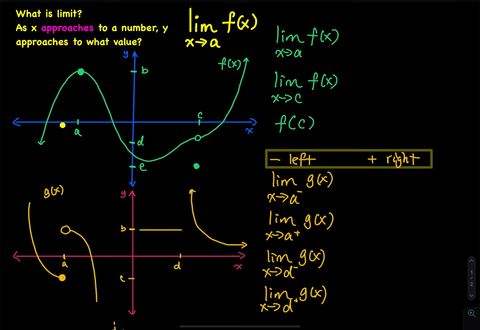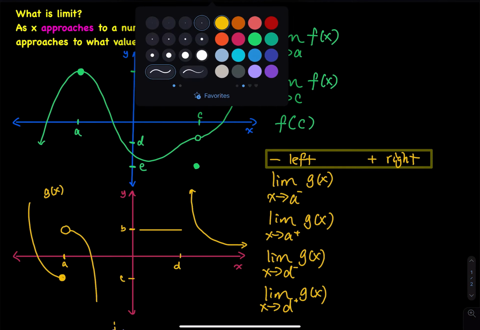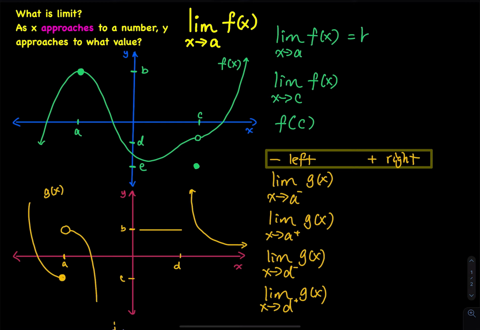So what does x approaches a mean? Just follow the curve along. So you are right here, so you are approaching a. At this point, what is y equal to? y is equal to b, right? So as x approaches a from the left, or as x approaches a from the right hand side, y approaches b. So the limit is equal to b. Let me match the color for you. So this is equal to b.